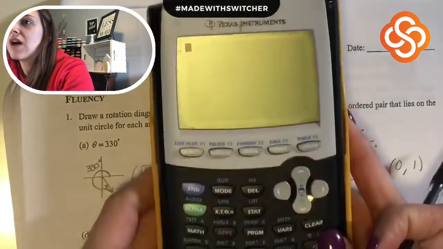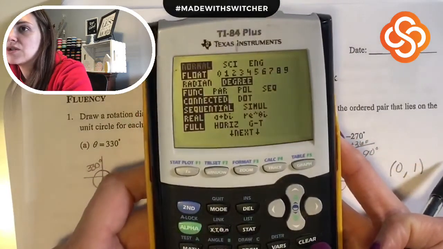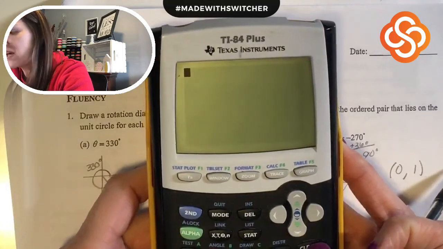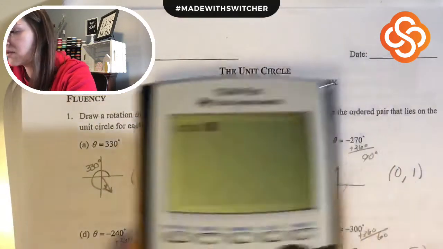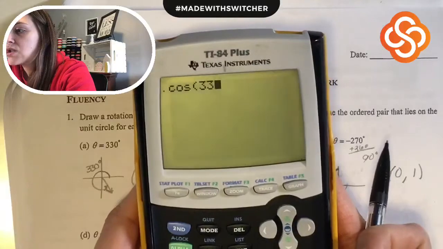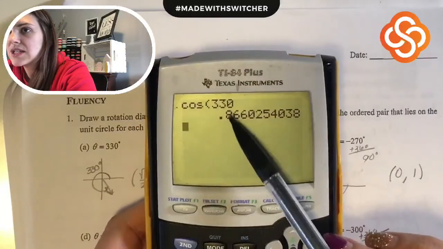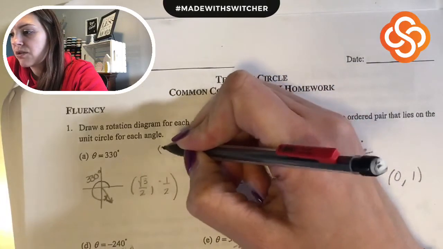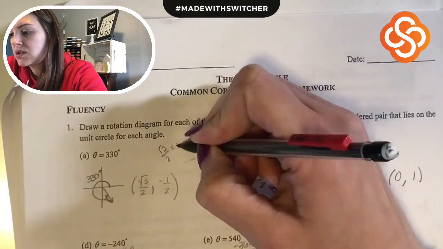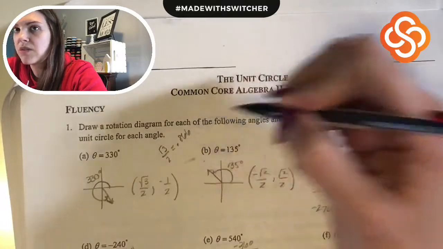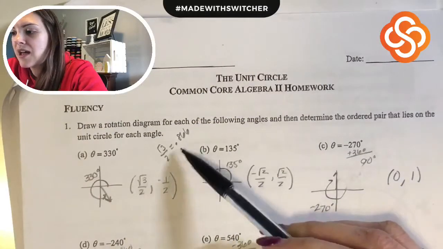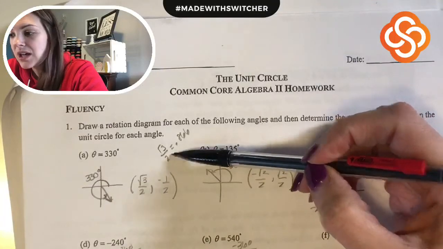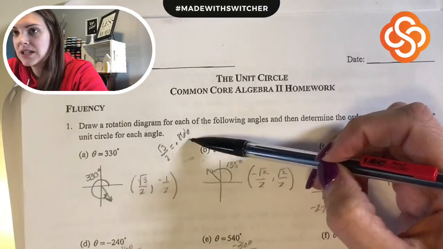First of all, on your graphing calculator, make sure you're in degree mode. Then type in the cosine of 330, the first one. The cosine of 330 gives you the decimal 0.866. So you want to really know that radical 3 over 2 is equal to 0.866. That's one of the special decimals you're going to want to know, the same thing as radical 3 over 2, because I'm not going to want to see this decimal.